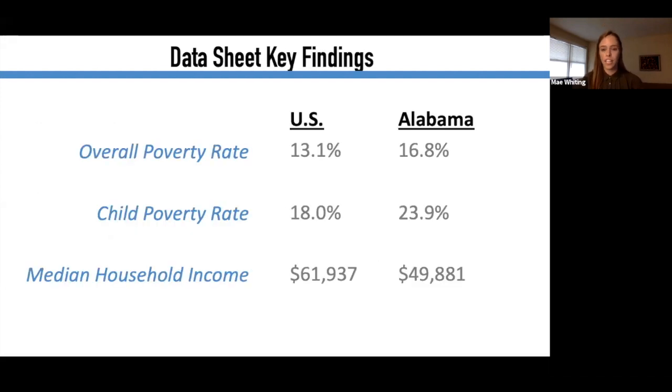We compile the data from several national sources that include the US Census Bureau's American Community Survey, as well as the US Department of Agriculture for food security data, and the US Bureau of Labor Statistics for employment data. And we also utilize data sets from state agencies like the Alabama Department of Human Resources for food security data and the Alabama Commission on Higher Education for post-secondary education data.